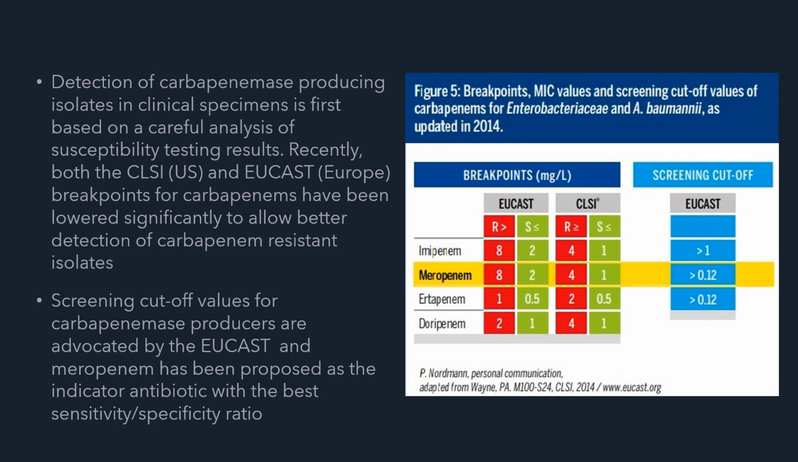The breakpoint cutoff by EUCAST for minimum meropenem for detection of the carbapenem is more than 0.12. The resistant breakpoint is 8, sensitive breakpoint is 2 as per EUCAST. For CLSI it is 4 and 1 respectively, but for the screening cutoff for carbapenem it is more than 0.12.